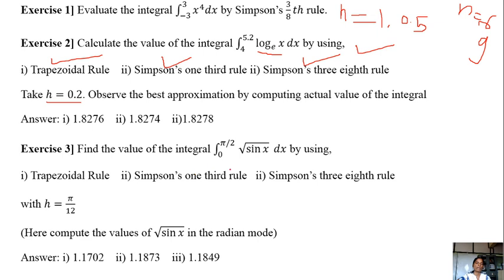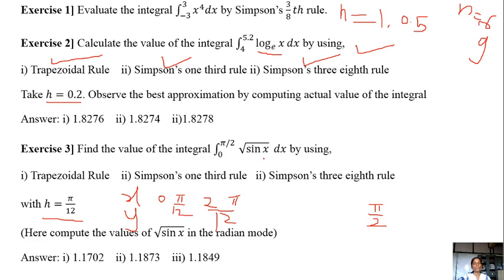The third example is again the integral from 0 to pi by 2 of square root of sin x dx, and you are given h equal to pi by 12. That means your arguments will be from 0, then next is pi by 12, then 2 pi by 12, then 3 pi by 12, etc., up to the last argument, which will be pi by 2. These are the arguments, and you have to find the values of the respective y's.